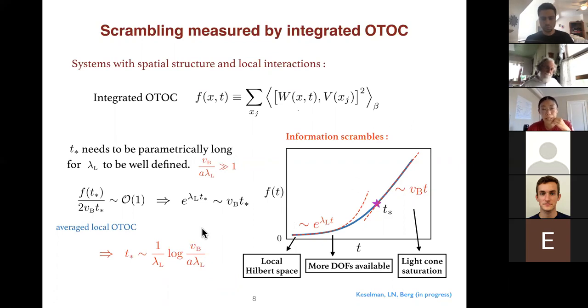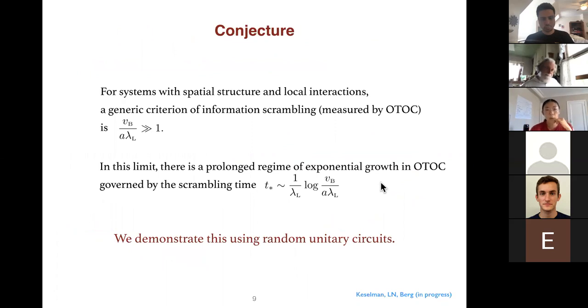Okay, good. So this is a very generic argument for any quantum system with spatial structure and local interactions. What we are going to do next is to test this conjecture in random unitary circuits. We would hope to see exponential behavior in the integrated OTOC in this limit, and also to see this scaling behavior of the scrambling time. So that's our goal.